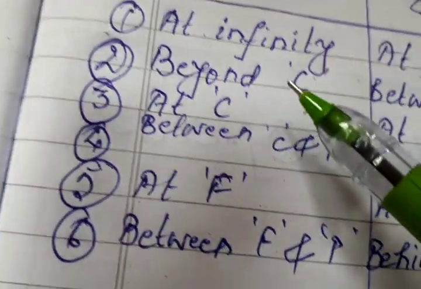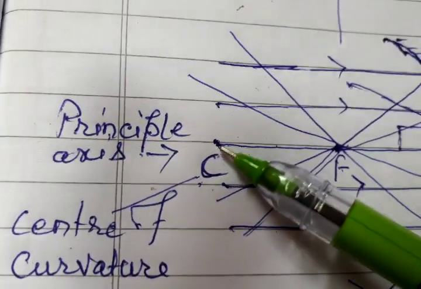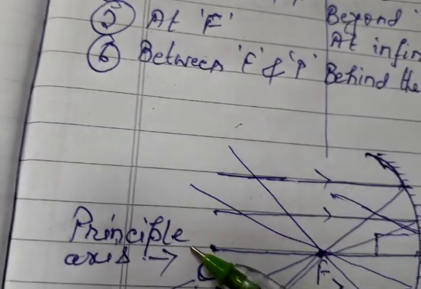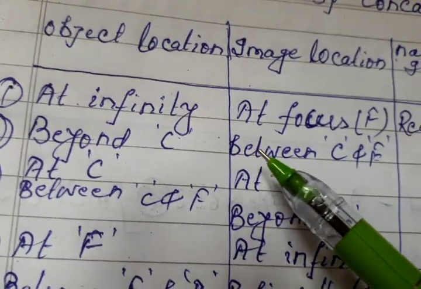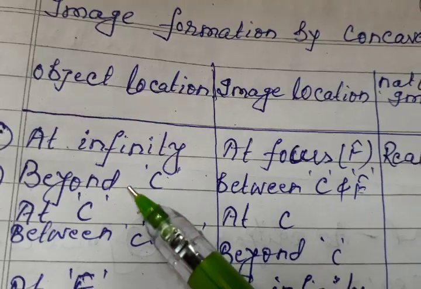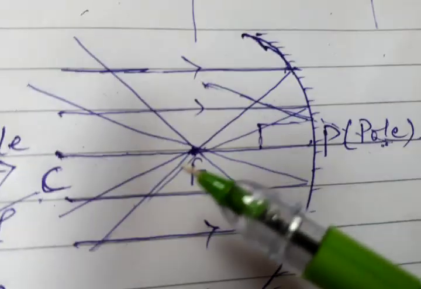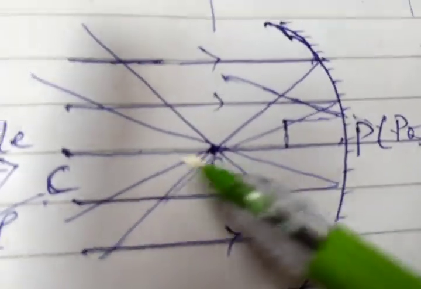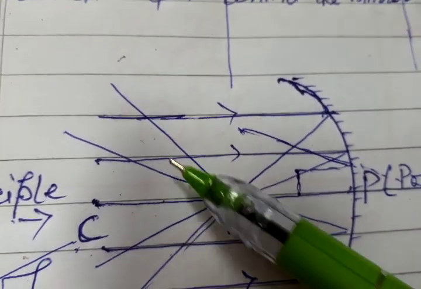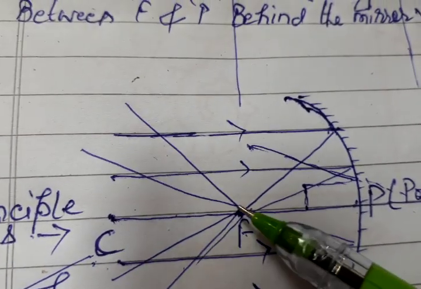Second condition, beyond C, where C means center of curvature. You can see in the figure where C is. So whenever the object is here, where is the image formed? The image is formed between C and F. You can see when the object is beyond C, the image is formed between C and F. Where is the place between C and F? Here is C, here is F. So you can take some point here where the image is forming. When the object is here, the image will be formed between C and F.